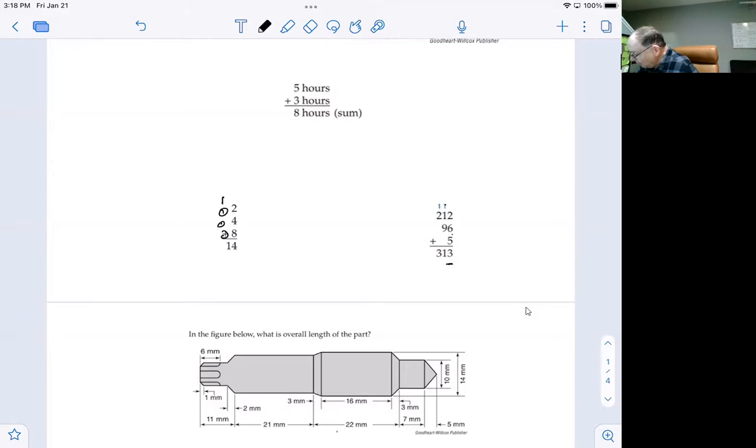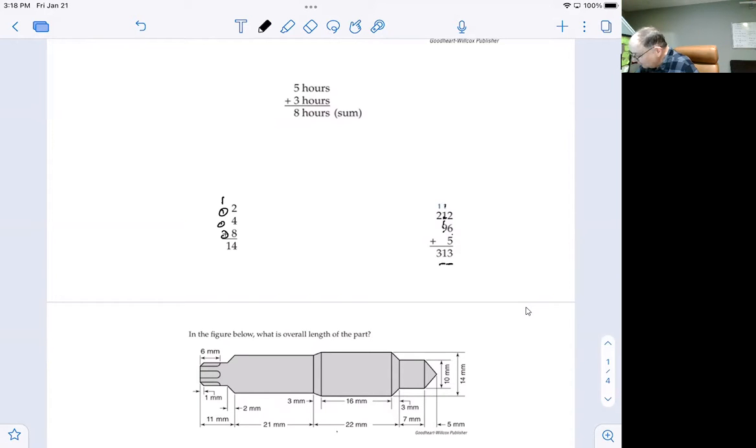We now take that 1 carried into the tens column, add it to the 1 from the 212 in the tens column to get 2, added to the 9 in the 96, because the 9 is in the tens column. So 1 plus 1 is 2, plus 9 is 11.